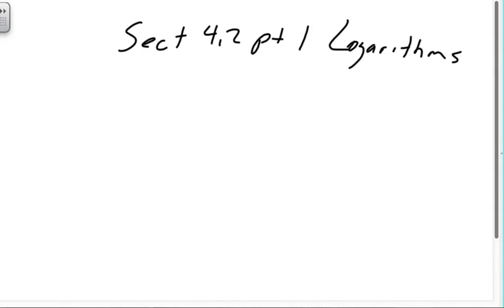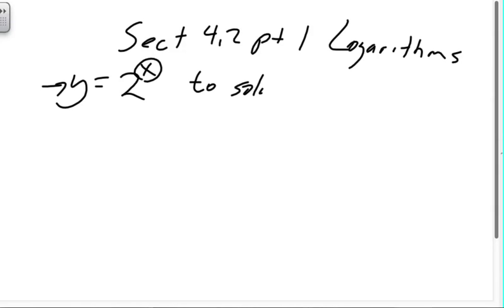Okay, so the last two sections we dealt with exponentials, which are things like y equals 2 to the x. This is great if you're given an x, but what are you going to do if you're given a y and you need to solve for x? If you've been paying attention, you know to solve for x, we need an inverse.